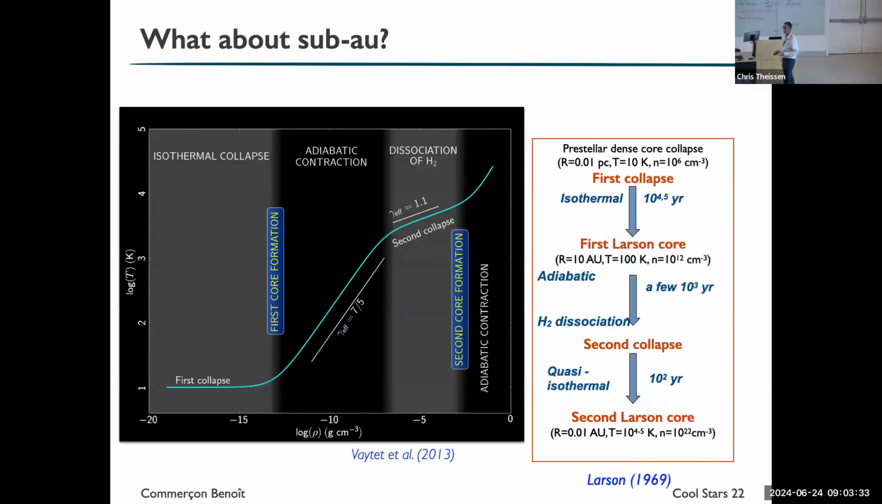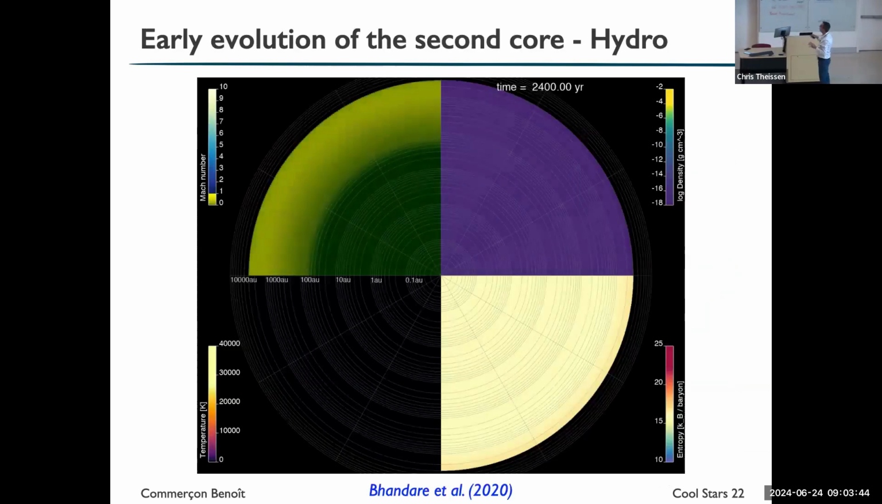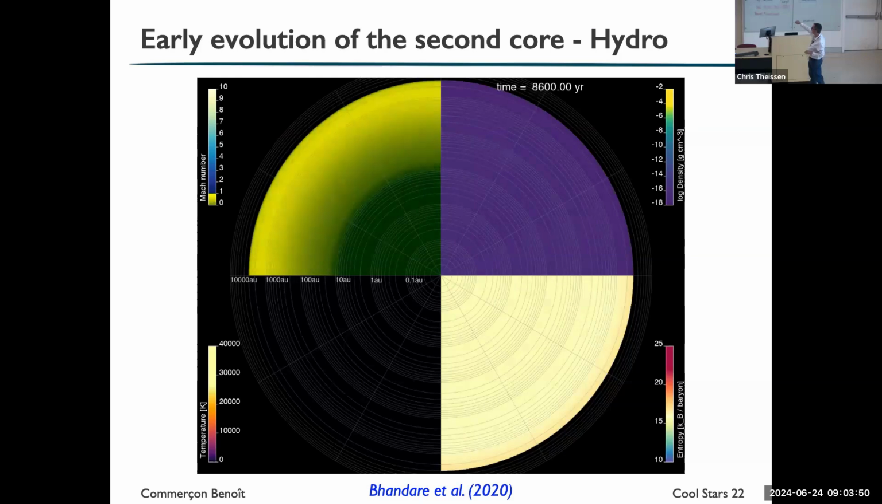Okay, so now what about sub-AU? What happens if we go deeper in the collapsing core and go to the second collapse and second Larson core formation? So first, I show you here a hydro model without any rotation, so spherical collapse. This is a simulation done by Asmita Bandare and her collaborators. So you see here Mach number, density, entropy, and temperature maps.